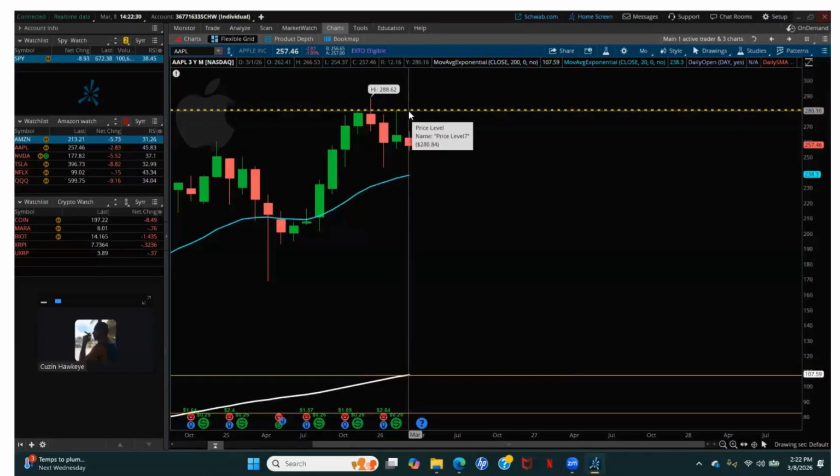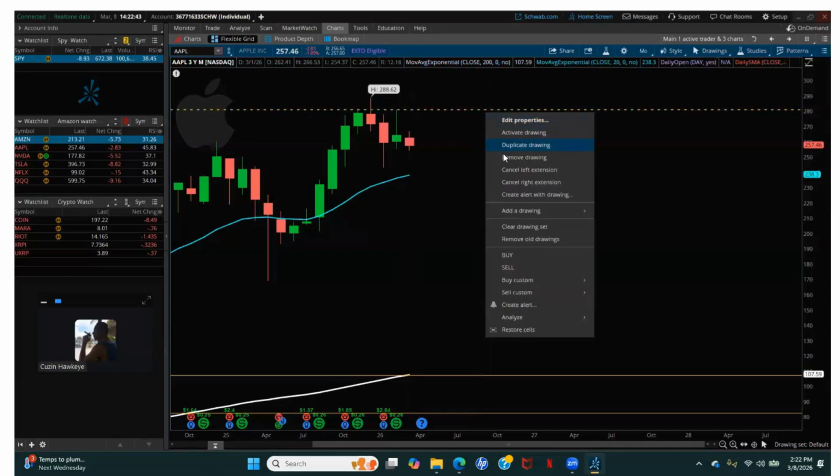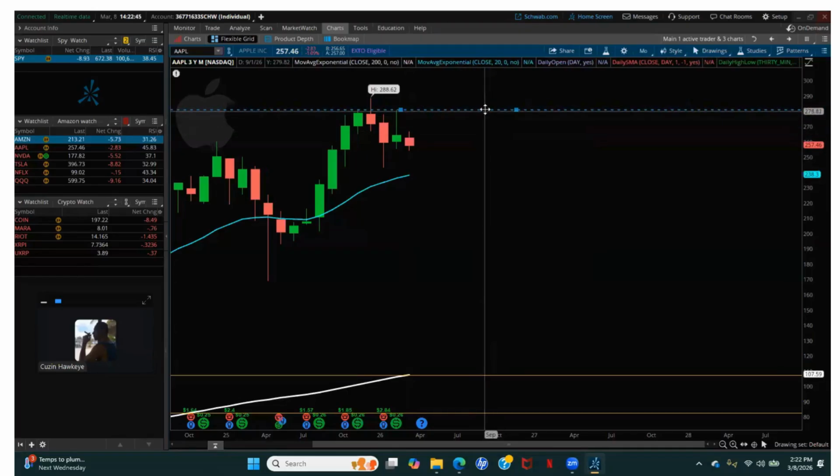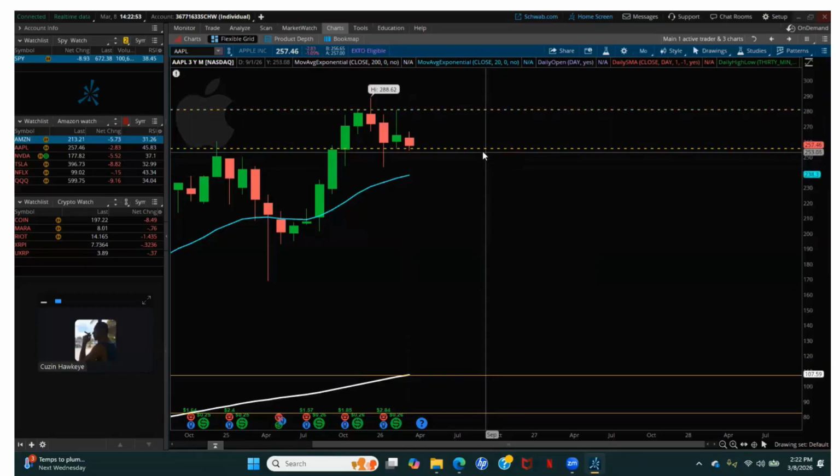So I'm placing a line at the top of last month's high. I'm also going to place a line at the bottom of last month's low, right here. So now I have the two lines, and that's a month.